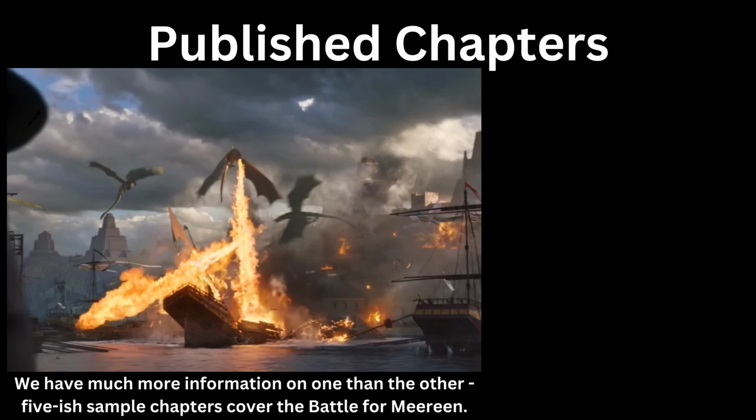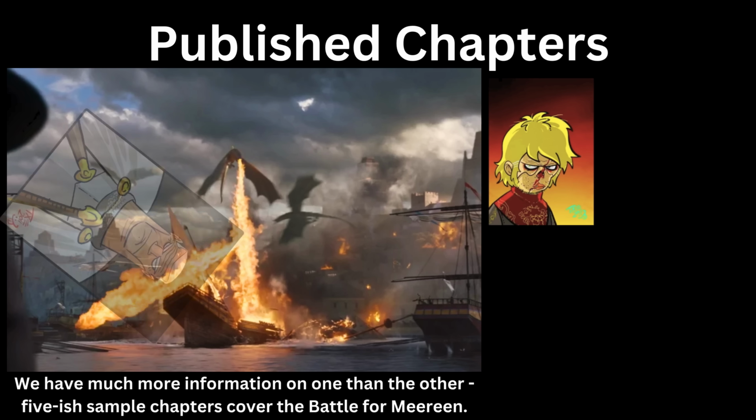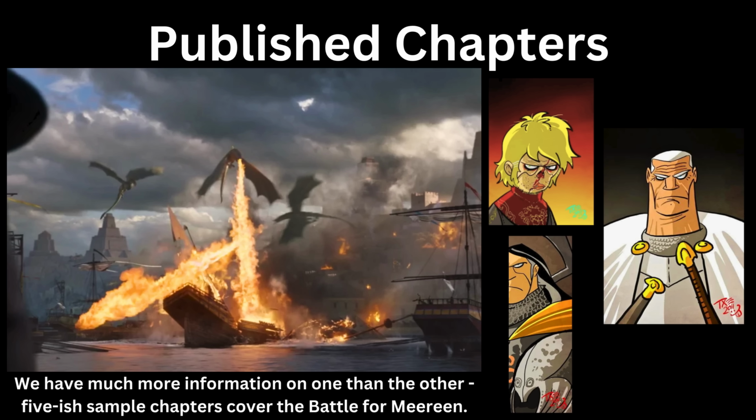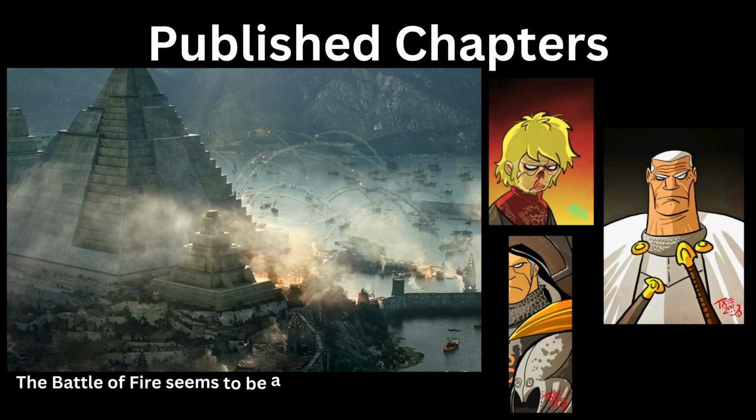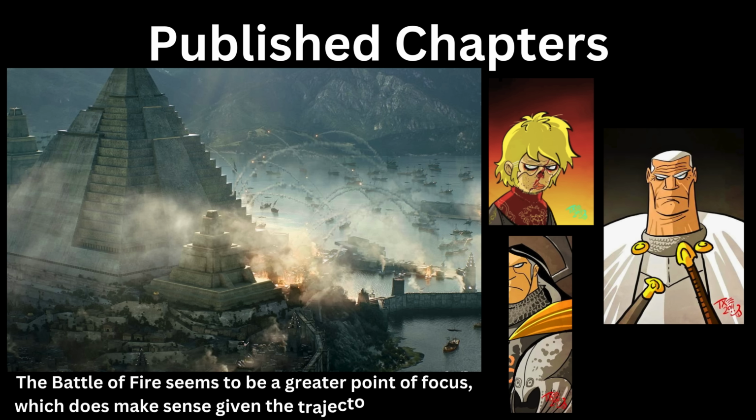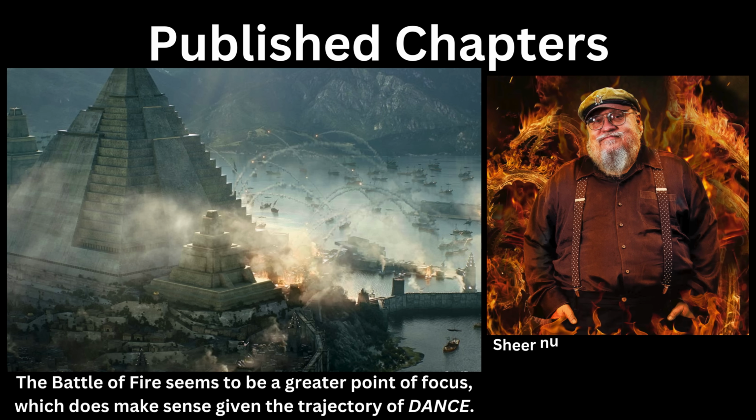Specifically, with the battle in Meereen, we have two Tyrion chapters, two Barristan chapters, and half of a Victarion chapter, all of which are dealing with setting up and then getting into the battle itself. This makes me think that the Battle of Fire was the one that Martin had been writing for A Dance with Dragons the longest and had planned to be the epic climax to that story in that book.